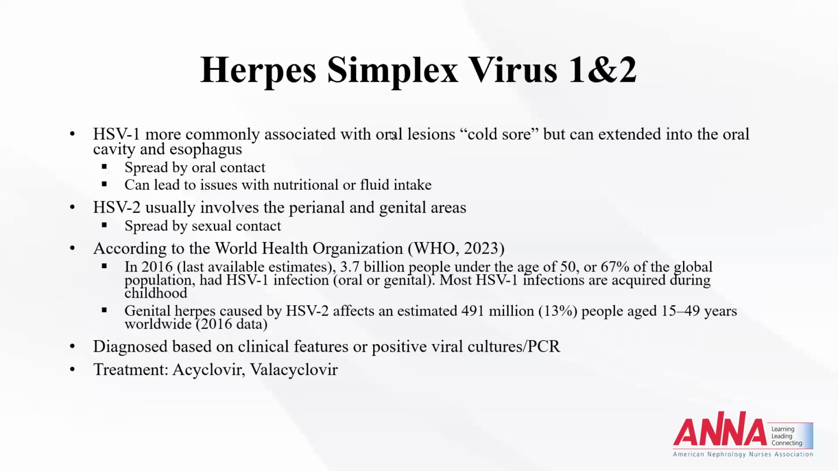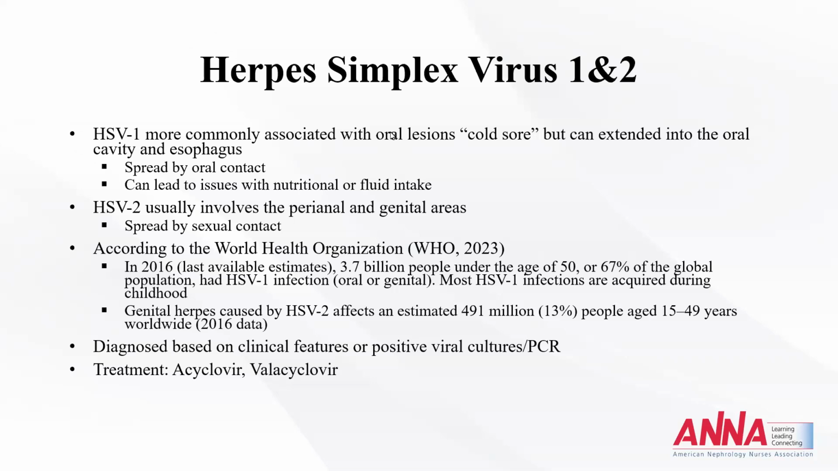The first one we'll talk about that we see is herpes simplex. It's well known in the community of medicine and nursing. And so the difference is HSV1 is more commonly associated with the oral lesion. So you're going to see a lot more of what we call cold sores. Everybody says a cold sore. That's just herpes simplex virus 1. But it can be extended, we've seen, into the oral cavity and even esophagus if it's very invasive disease. It is spread obviously by oral contact or mucous membrane contact, which is the most common way.